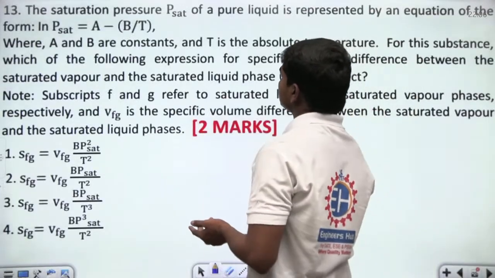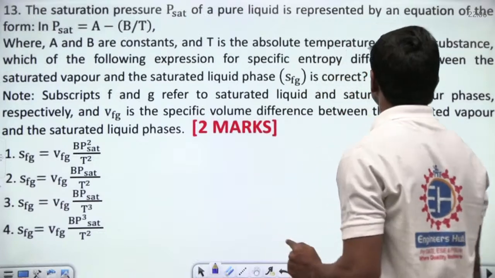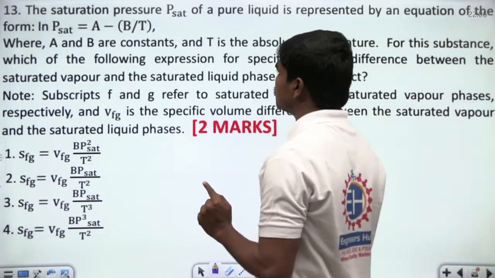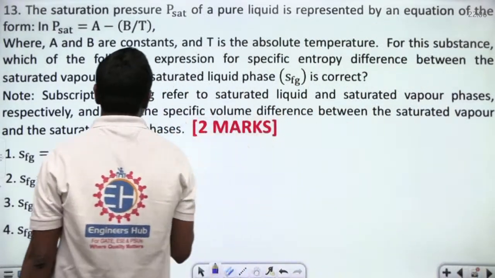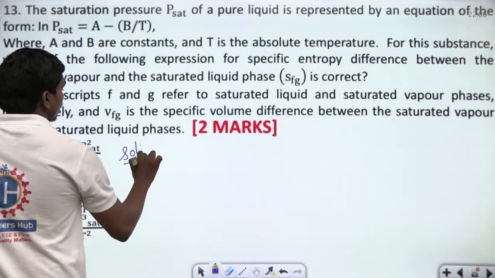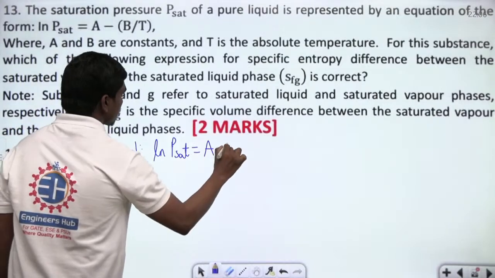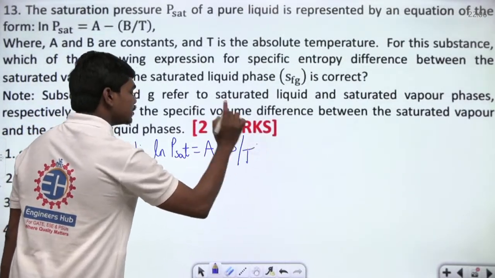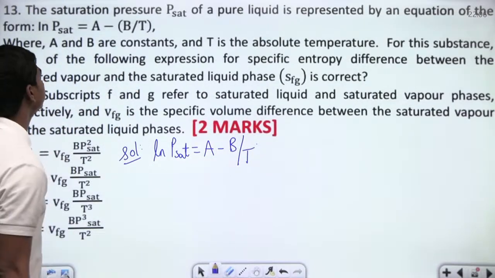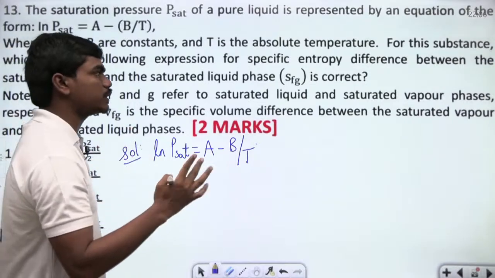The saturation pressure Psat of a pure liquid is represented by an equation of state: ln Psat is equal to A minus B by T. So ln of P saturation is equal to A minus B by T. Here, A and B are constants and T is the absolute temperature.